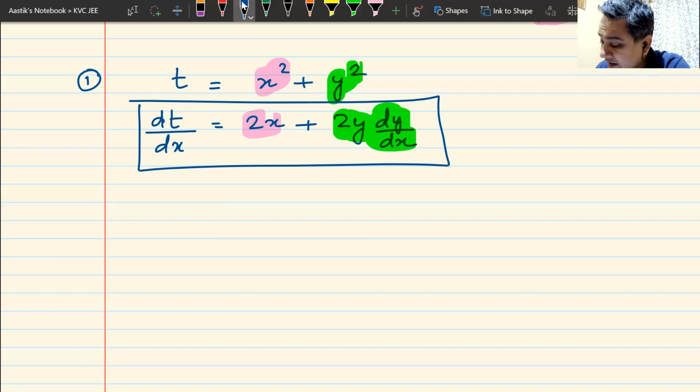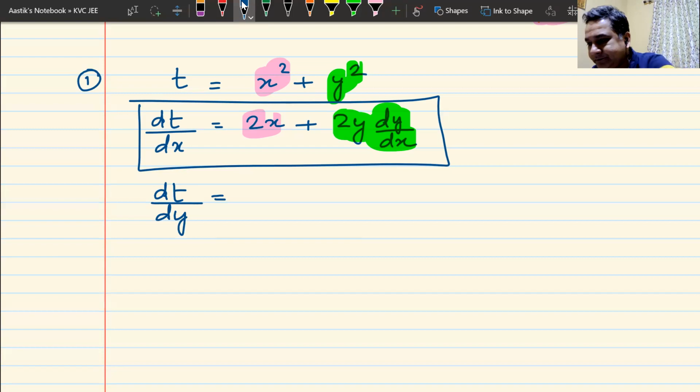Now, if you have understood, I will change the question and put it like this. Can you now tell me what is dt by dy? It's not rocket science.